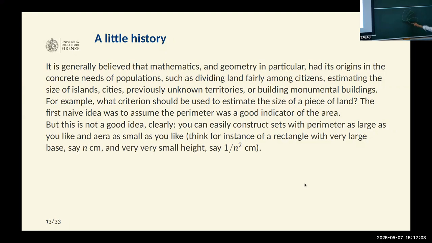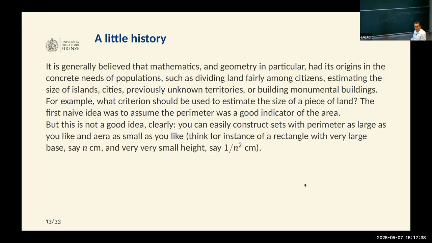But this idea is not good, because you can easily construct some set which has almost zero area and almost infinite boundary. You can take just a rectangle which has a very, very small height, a very, very long base. The base you can make n, a natural number, and the height 1 over n squared, and then the area is 1 over n. Then you take n very, very big, and so the area becomes very small, but the perimeter is going to plus infinity. Okay, so it's becoming very, very large. So this is not a good idea.